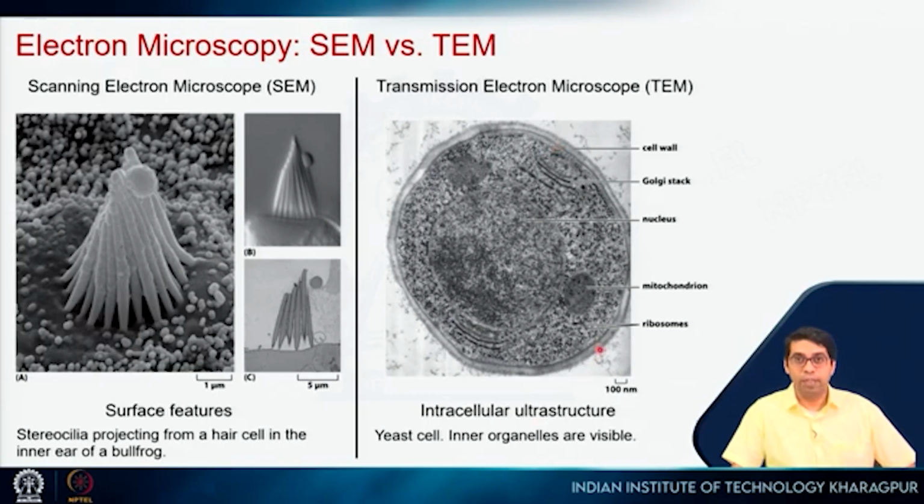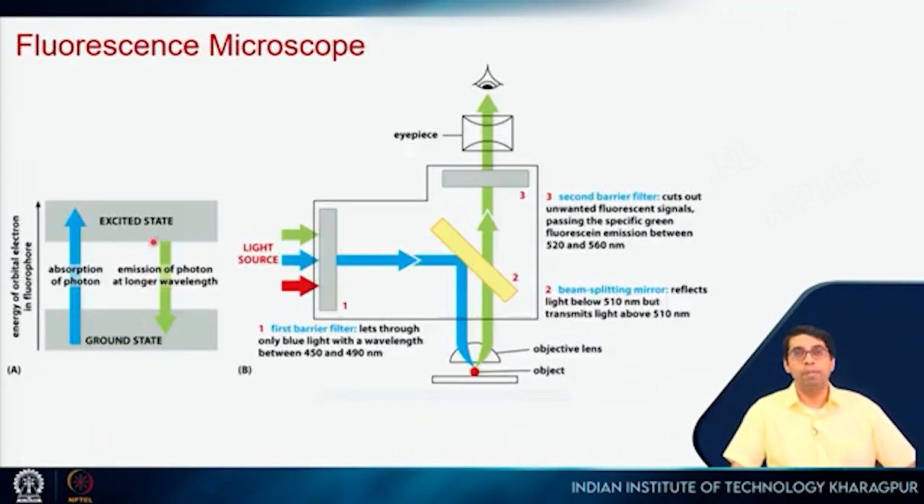You can see all the organelles: you can see the mitochondria, you can see the nucleus is here, you can see the Golgi stack, you can see the cell wall, right. You can see also the ribosomes as these black dots. So, transmission electron microscope shows you the inner structure of the cell, and scanning electron microscope shows you the three-dimensional structure of any object, right.